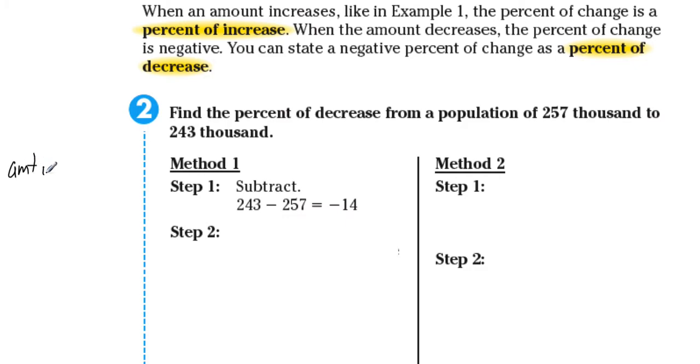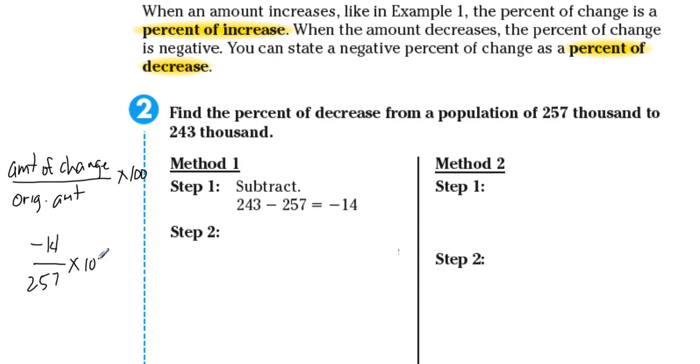Again, our formula for percent of change would be amount of change, all over original amount, and multiply the whole thing by 100. So in this case, we already have our amount of change, which is negative 14, original amount, from population of 257. So 257, and simply multiply that by 100.